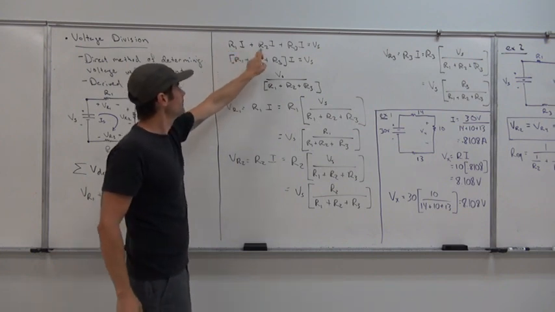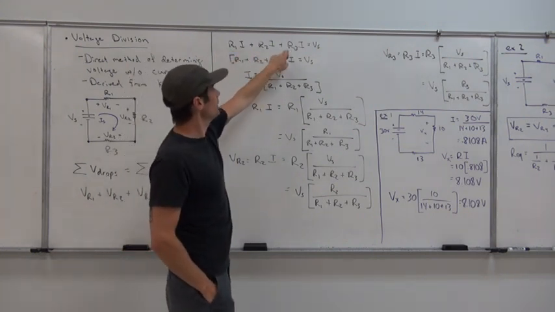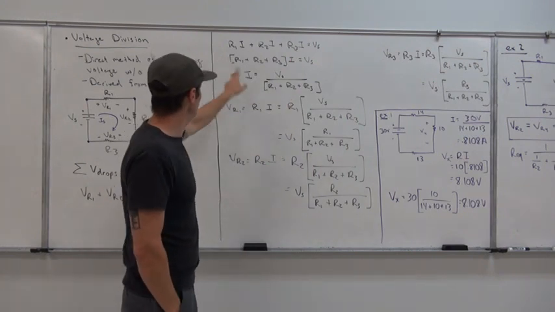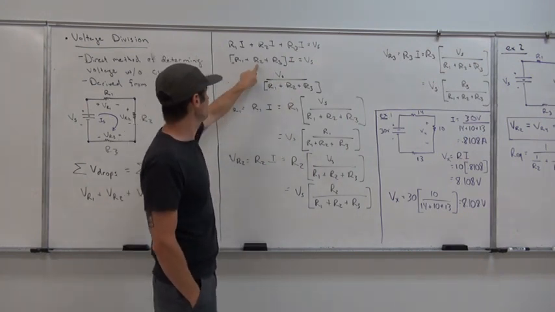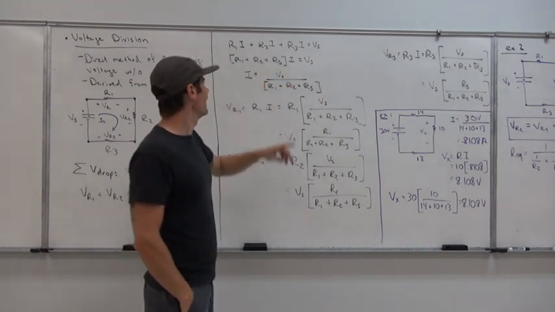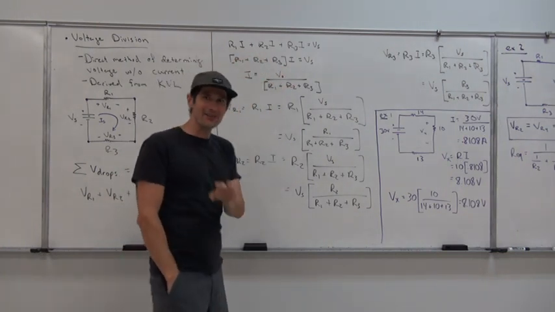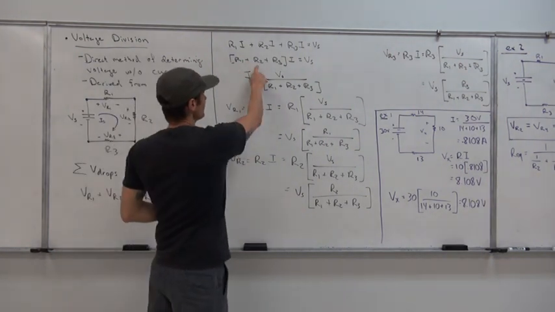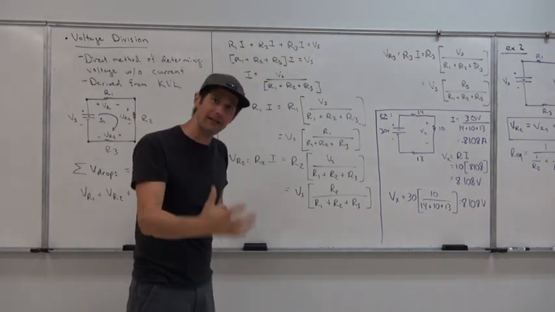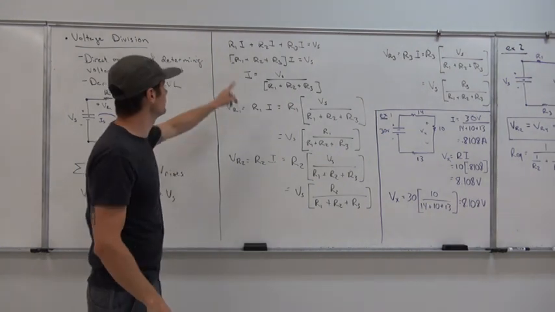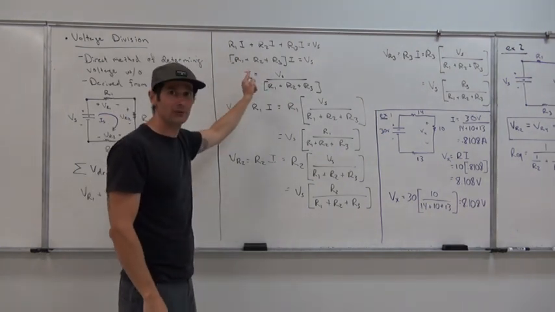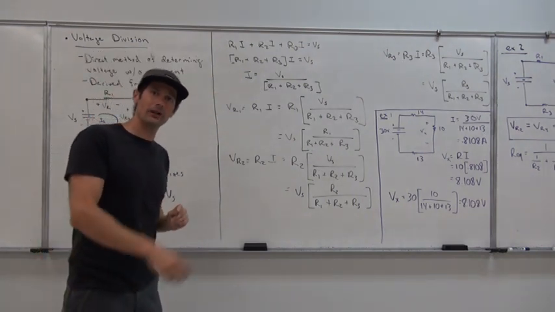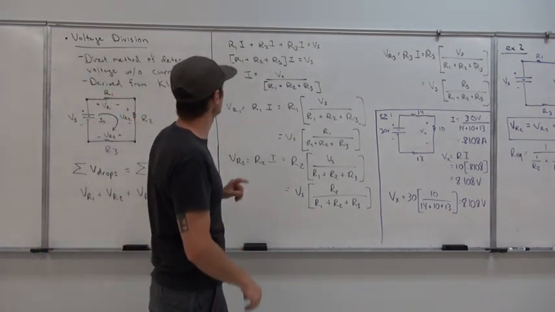R1 times I plus R2 times I plus R3 times I, and that's equal to Vs. Factoring out I, sure enough, we get R1 plus R2 plus R3. Remember? Look at that. Equivalent resistance for series elements: R1 plus R2 plus R3. That's where the equivalent resistance for series elements actually came from, from this expansion right here. We went through that in a prior lecture, but I'm just reviewing it a little bit right now.